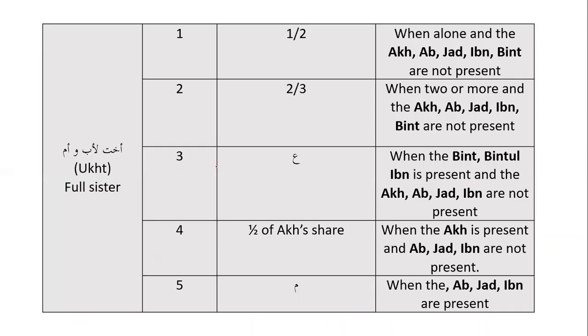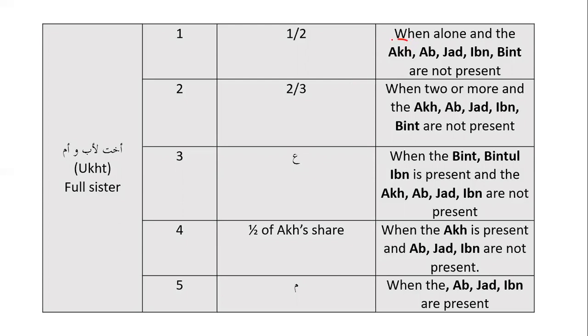So the Ukht li Abin wa Ummin has a total of 5 conditions. Condition number 1 reads, when alone and the Akh, Ab, Jad, Ibn, Bint are not present. So I'm going to read that again, and I'm reading it in a certain way, stopping in certain places. And if you can learn it like that, that would be best, inshallah. That would make it easier to understand all of the conditions.